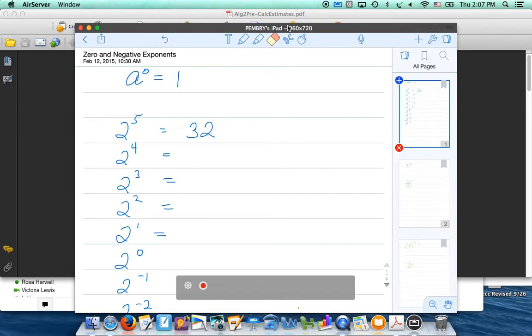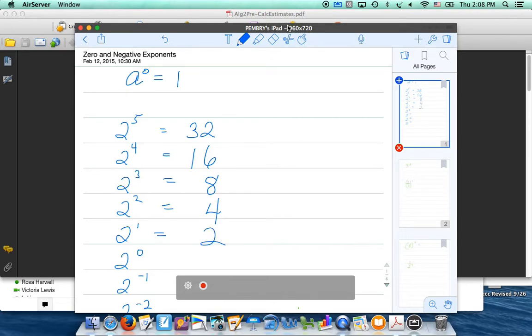2 to the 5th power is 2 times 2 times 2 times 2 times 2. That's 32. 2 to the 4th power is 16. And 2 to the 3rd power is 8. 2 squared is 4. And 2 to the 1st is 2.